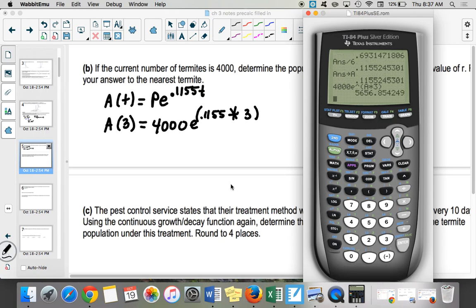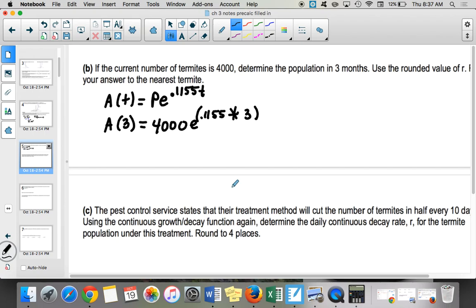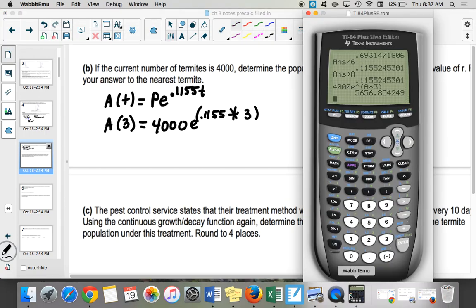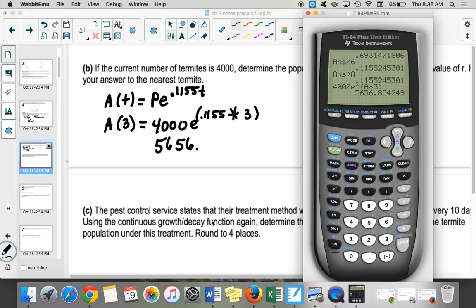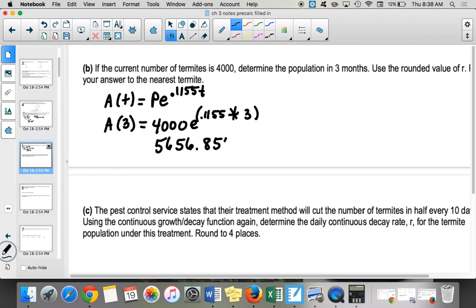So we get 5,056.854. Oh, no, wait, 5,656.854. Do you think I should say that for termites? Because my units are termites. Should I be like, oh, 0.854 termites? No. So let's say 5,657 termites. You can round up or round down. If you're like, well, I don't quite have a full termite, you can round down if you want.